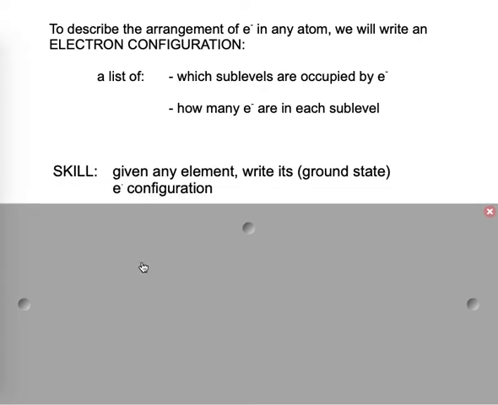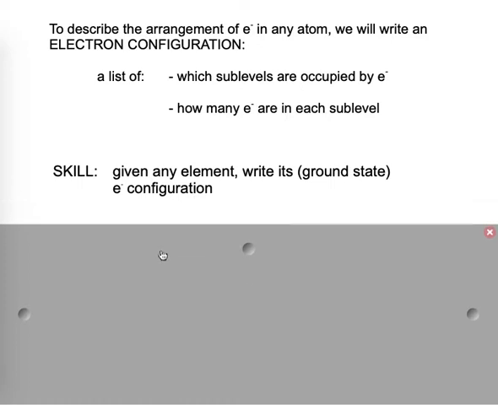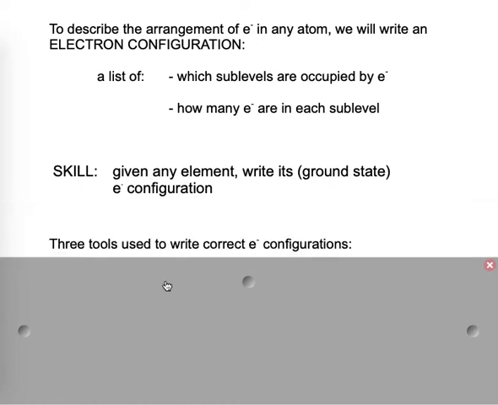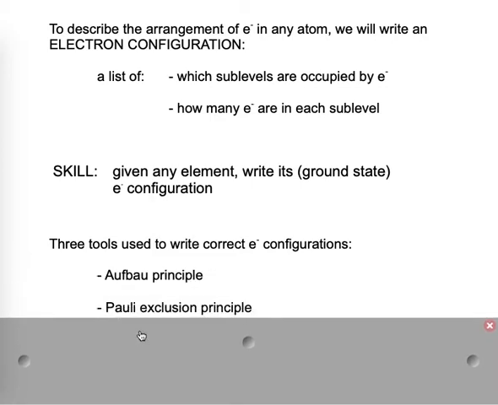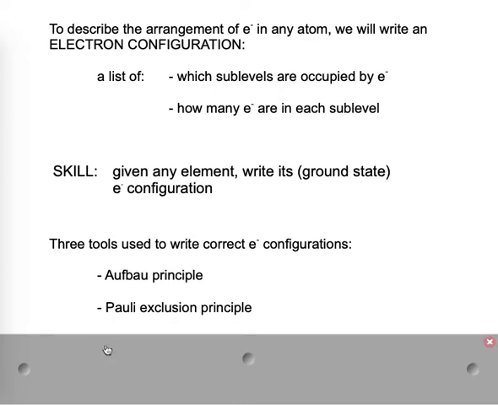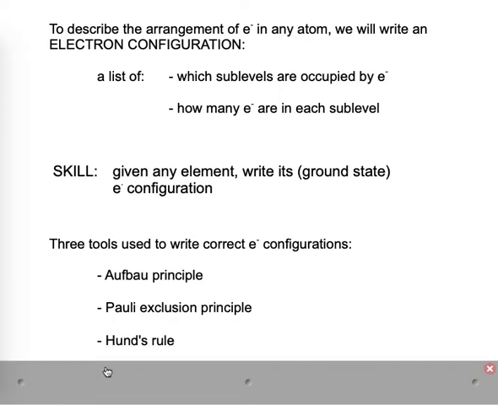So the skill is as follows. I give you any element on the periodic table, and you will write its ground state electron configuration. And for that, we're going to use three tools. They are the Aufbau principle, the Pauli exclusion principle, which we talked about in the previous video, and what's known as Hund's rule. So let's begin.